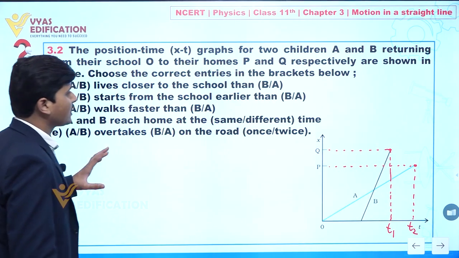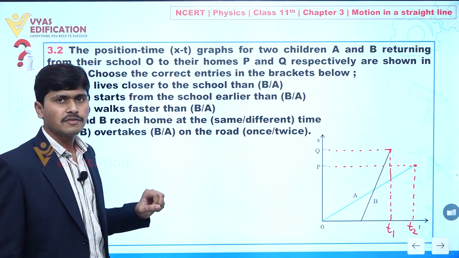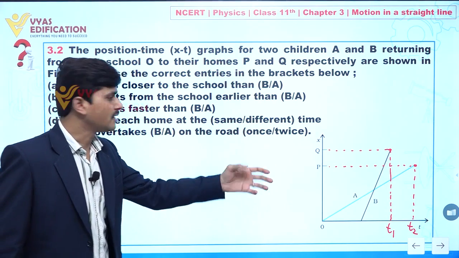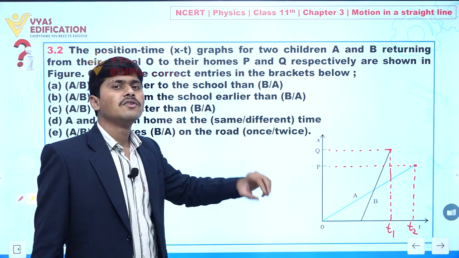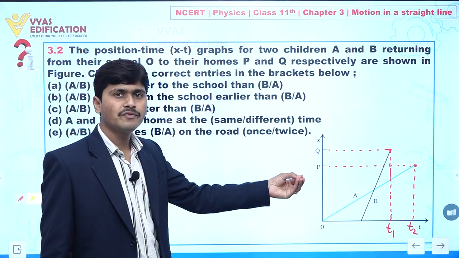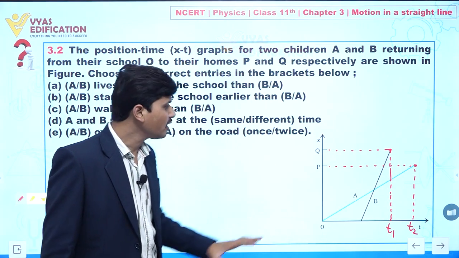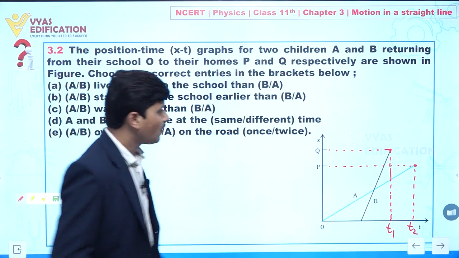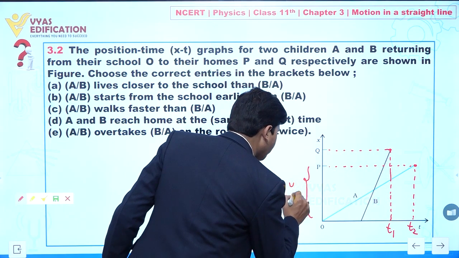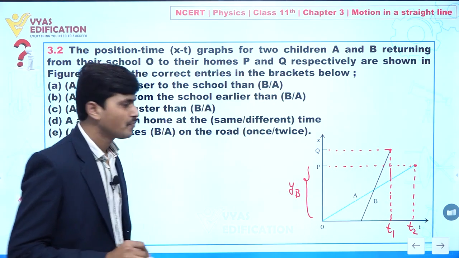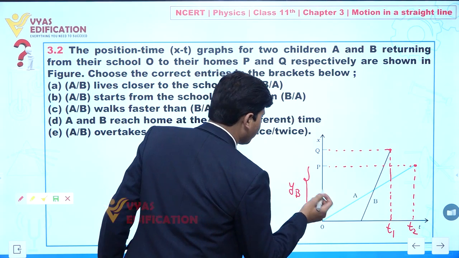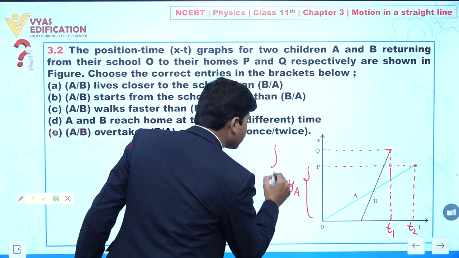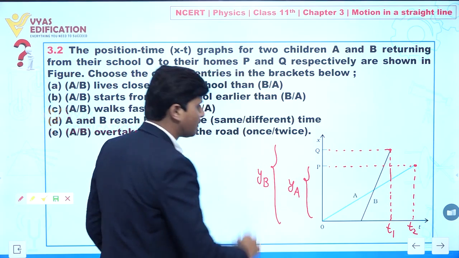Clear? Now, listen carefully. In the first option, we have to find who lives closer to the school, which means if we compare child A and child B, which one lives nearer to the school. Clear? Now, you can see directly from the graph, if we concentrate on the graph of B, let us suppose this distance is YB. Clear? And let us suppose this distance is YA, and this distance is, let us suppose, YB. Clear.